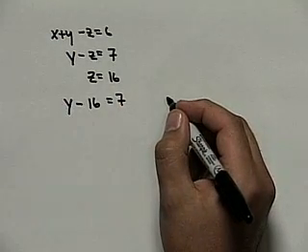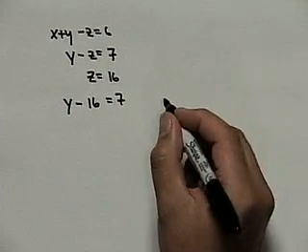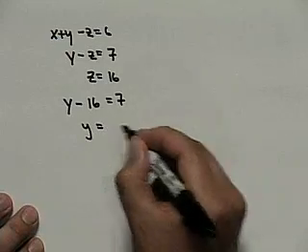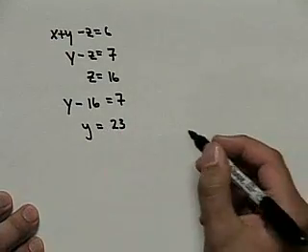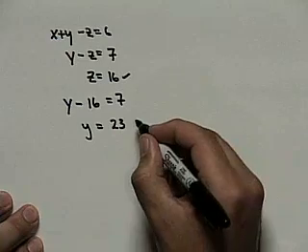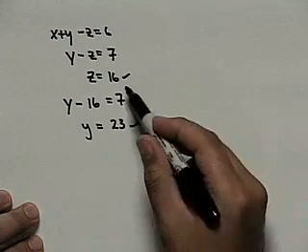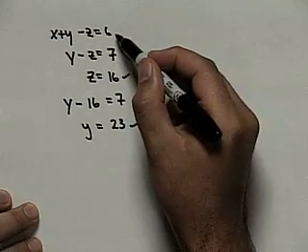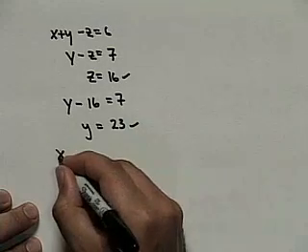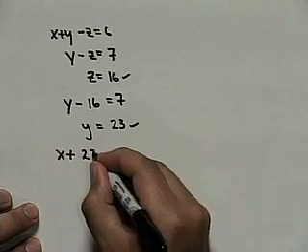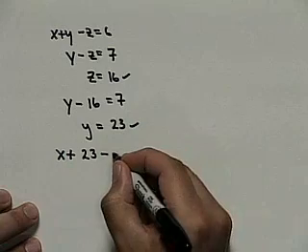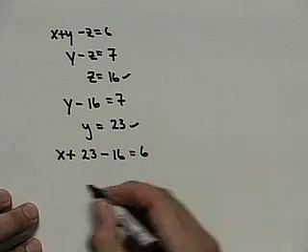And now adding 16 to both sides, we get that y equals 23. So now we've got z is 16, y is 23. Taking these two results and substituting all the way back into the top equation, we get x plus our y value of 23 minus our z value of 16 has to equal 6.